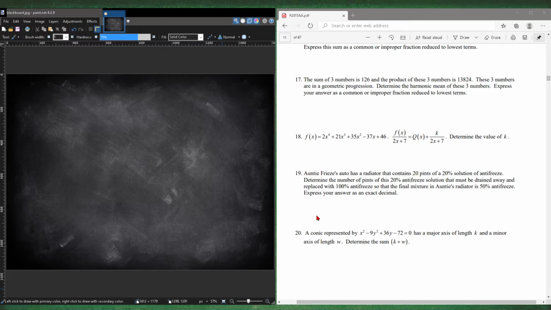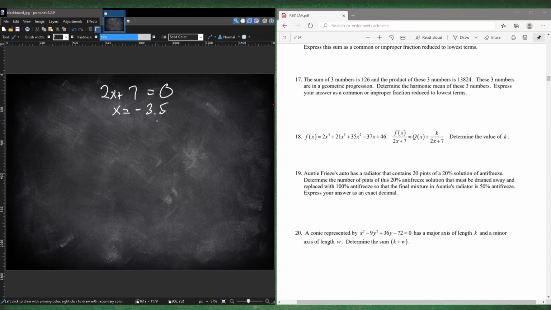Now number 18. f of x equals 2x to the power of 4 plus 21x cubed plus 35x squared minus 37x plus 46. When it's divided by 2x plus 7, we're left with a quotient and some kind of remainder. So determine the value of k. To do this, you could just use the remainder theorem, and it's pretty simple. Whatever you're dividing by, 2x plus 7, we're going to set it equal to 0. So then what's the x value? That will be negative 3.5, right?